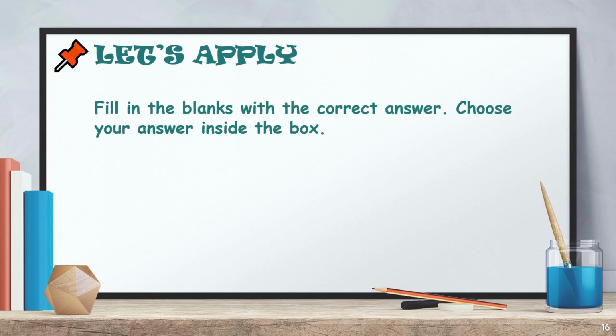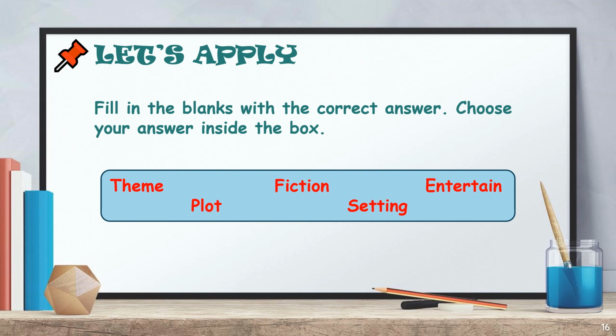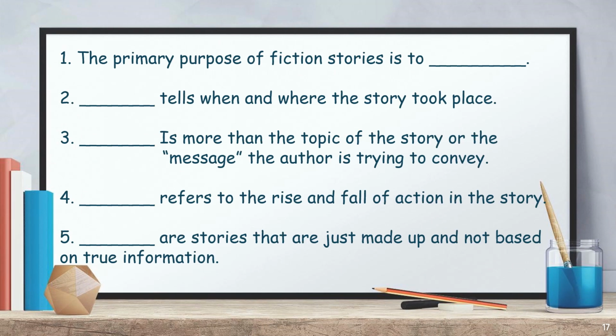Now let's proceed to apply. For the direction, you are going to fill in the blanks with the correct answer. Choose your answer inside the box. So inside the box, we have the words theme, fiction, entertain, plot, and setting. Now let us answer these 5 questions.